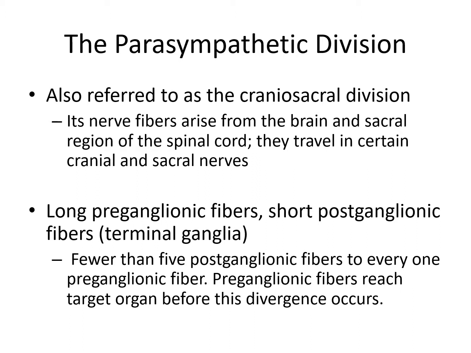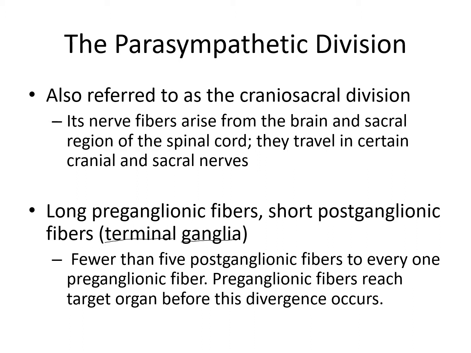Okay, let's look at the parasympathetic division. The parasympathetic division is also referred to as the craniosacral division. Its nerve fibers arise from the brain and sacral region, and they travel in certain cranial and sacral nerves. In general, we see fairly long preganglionic fibers and short postganglionic fibers. These are known as terminal ganglia because the ganglia themselves are either very near to the effector organs or within the wall of the effector organs, in which case they're known as intramural ganglia because they are literally within the walls of the effectors.